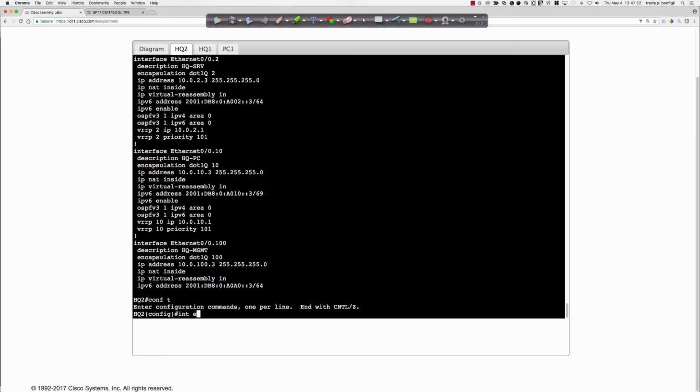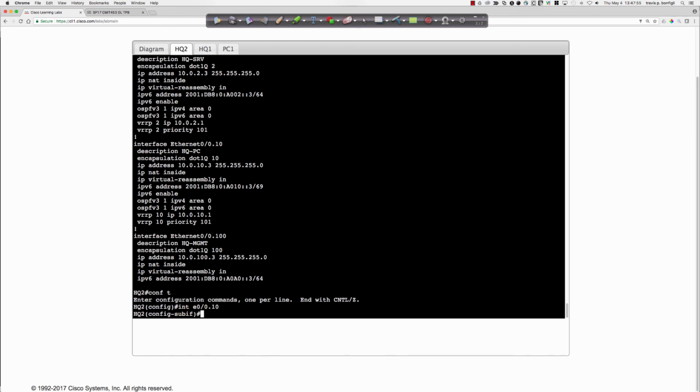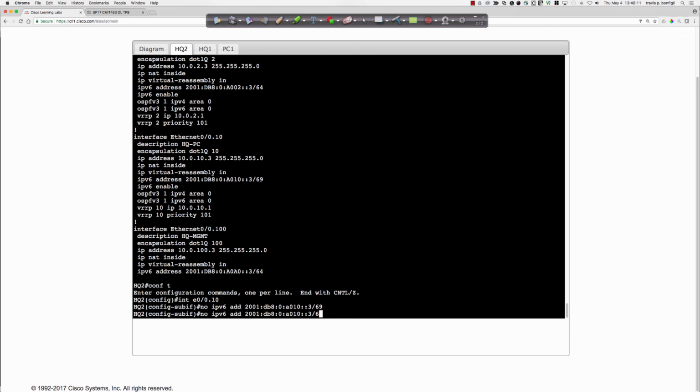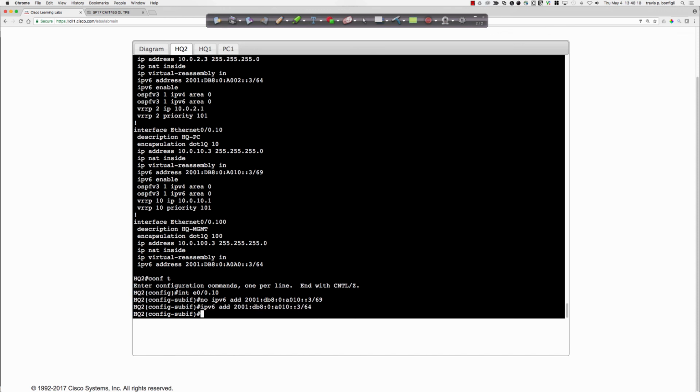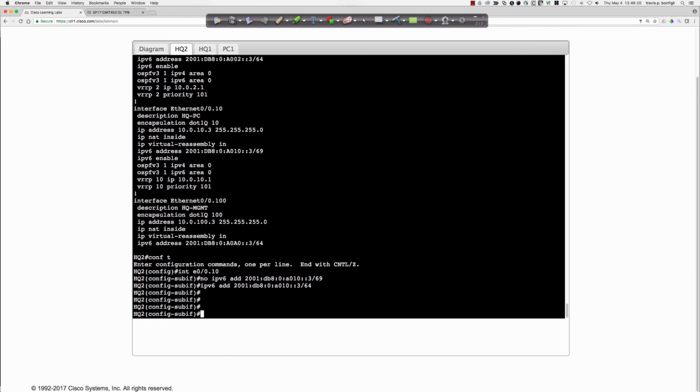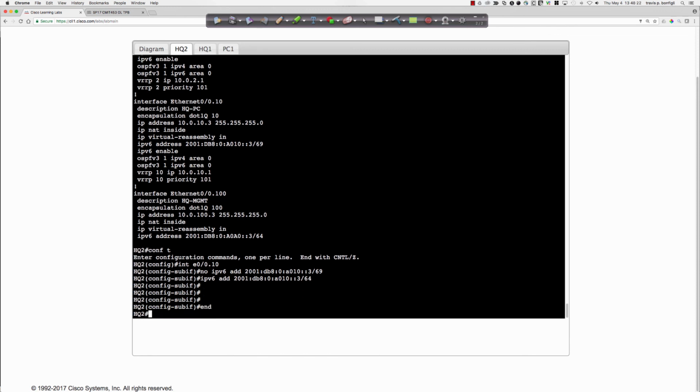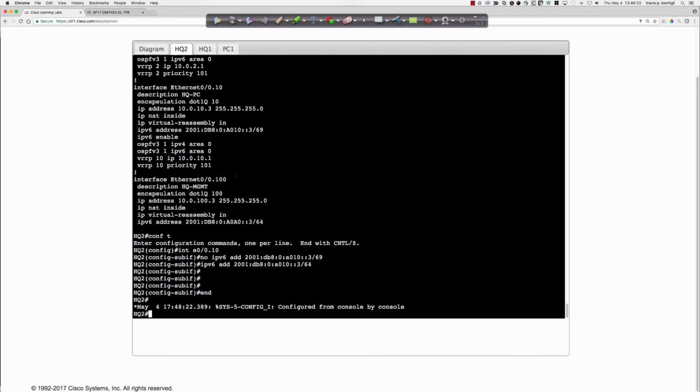So let's get into interface Ethernet 0/0.10, and we'll do the same thing here. No IPv6 address 2001:db8:0:A010::3/69. We'll pull this back up. We'll make it a /64. And this will be the luckiest I've gotten in a while if that turns out to be the issue. So we're changing it to /64s.